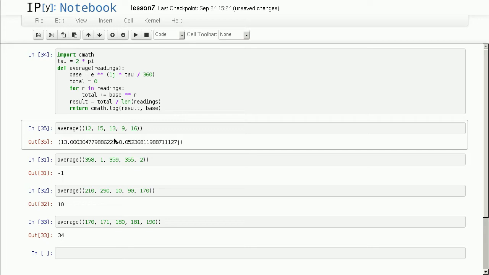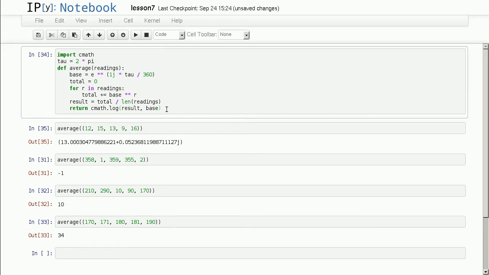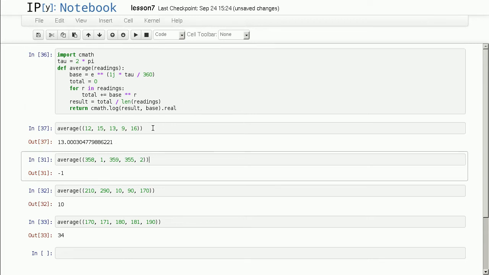And so for now, I'm just going to say that an acceptable way to solve this, to avoid this problem with this complex result, is just to take the real part of the result and ignore the imaginary part. Now let's see what happens when I try it on these other sets of inputs.